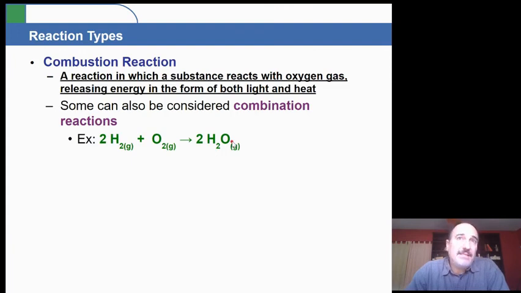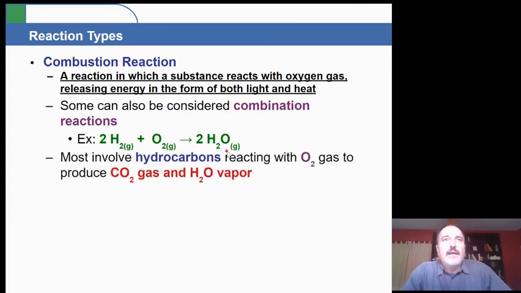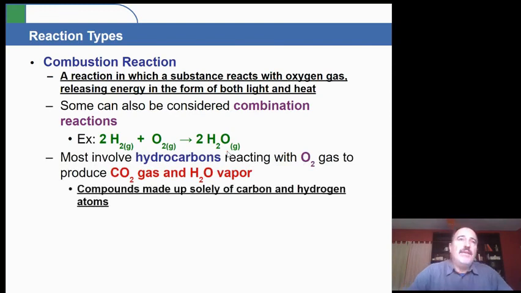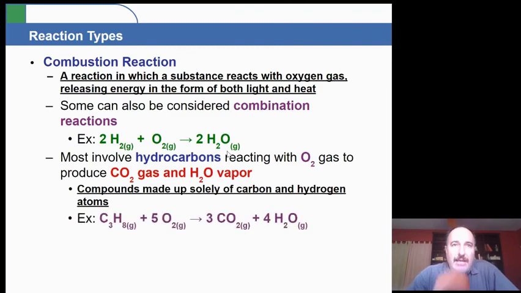All right, so here we have hydrogen burning in oxygen to produce water. Now, this is an example of the first type, where it doesn't have a hydrocarbon, but it's still burning, it's rapid, and it produces, this is like a combination reaction, a single compound. Most do involve hydrocarbons reacting with O2, and these produce CO2 gas and water vapor. Remember, hydrocarbons are compounds made up solely of carbon and hydrogen atoms.